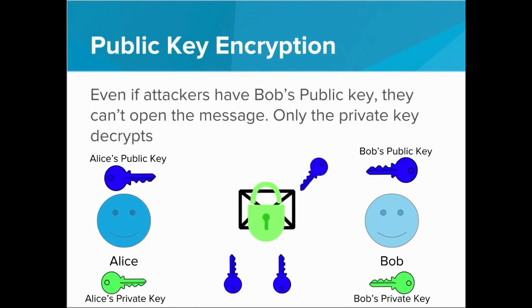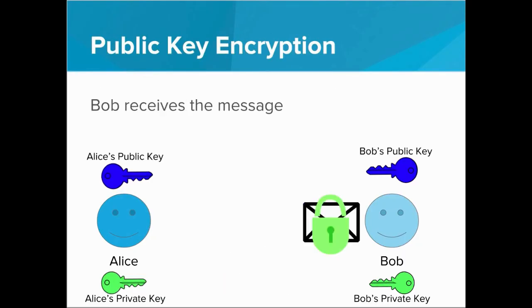And even if attackers have Bob's public key, which they probably do because it's public, it's open, available to the public, they can't open the message because the public key doesn't do them any good. It's only the private key that is able to decrypt the message. So she can send it over the network, confident that no one will be able to read it until it gets to Bob. Now Bob receives the message, he is able to decrypt it with his private key, and then he'll be able to read it.